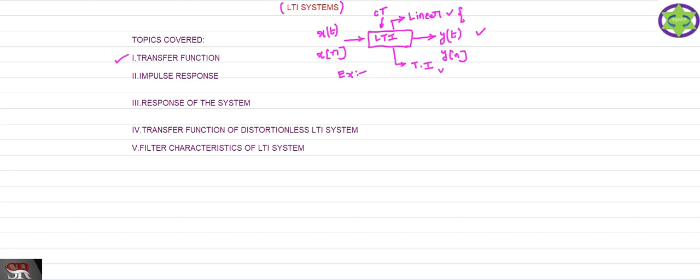Now how can you check whether the system obeys linearity? To check, you apply the input x of t equal to 0. For x of t equal to 0, if you get y of t equal to 0, that is the main property of a linear system. Suppose I give an example, you can easily realize this concept. If the system is described by the equation y of t equal to 2 times x of t, this is the input and output relation given by this LTI system.